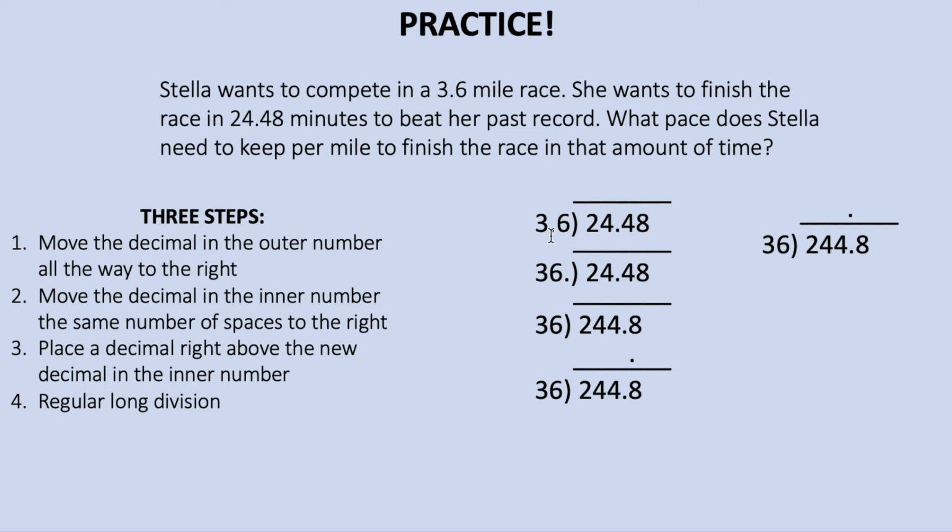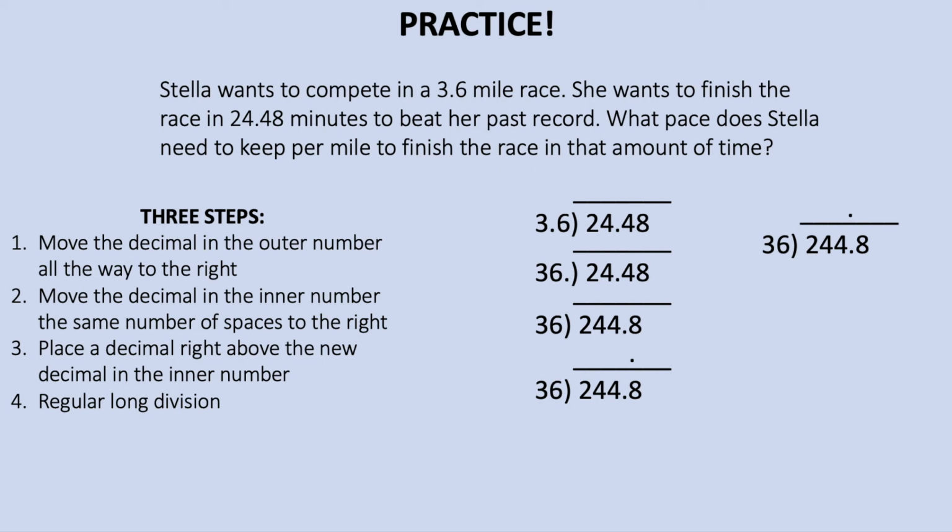And then we're going to take the decimal in the outer number and move it all the way to the right, which in this case is just 1 decimal place to the right. And that will give our decimal here. And then we do the same thing to the inner number. I might have just called this the inner number, but it's the outer number. So we're going to move the inner number decimal to the right as well, which will give us 244.8. So then we're left with 244.8 divided by 36, which will give us the same answer as 24.48 divided by 3.6. And the last thing we have to do is move this decimal up to where our answer will be. And then you just do regular long division.